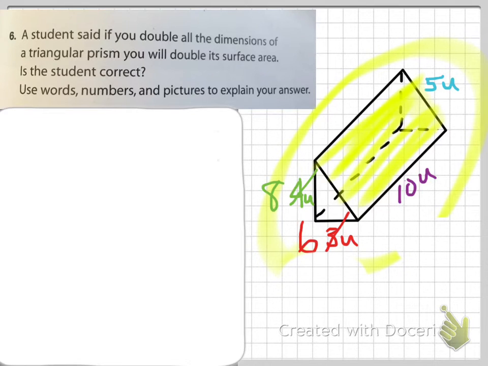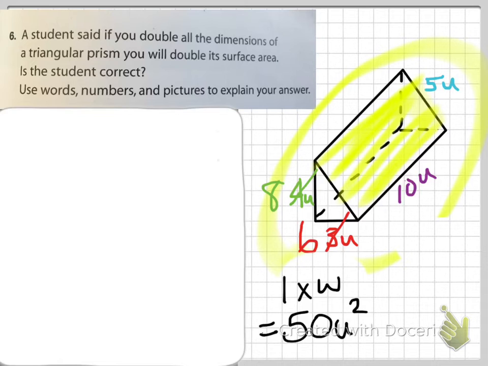The area as it stands for that particular face is length times width. It's going to be 5 times 10. That's going to give us a surface area for that face of 50 units squared.